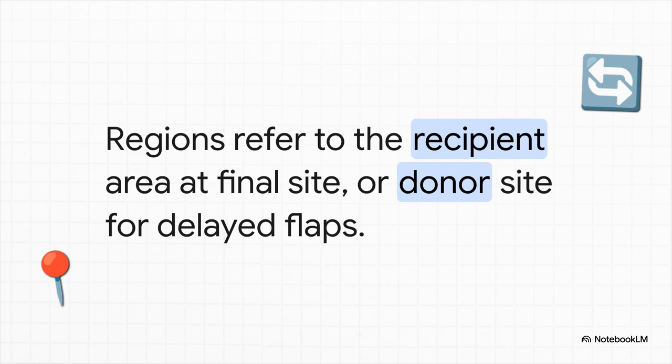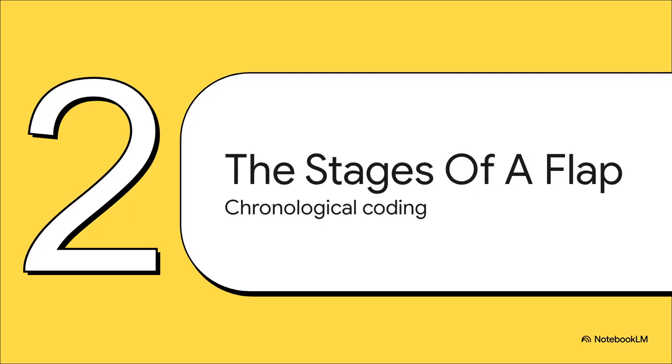But if a tube is being formed for a later transfer, or if there's a delay prior to transfer, those regions refer to the donor site. You always have to ask yourself, are we dealing with the donor or the recipient today? Which brings us to Section 2, the stages of a flap.